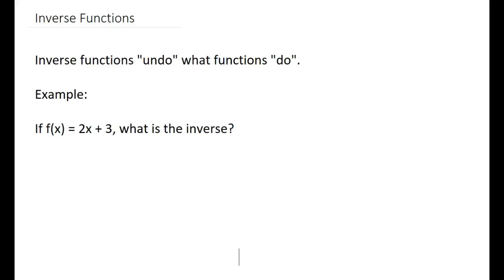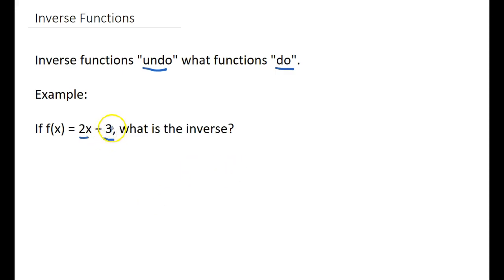In this screencast, we're going to learn about inverse functions. You could think of inverse functions as functions that undo what the original functions do. So, for example, if I've got a function f in terms of x, and it says take every x value, multiply by 2, and then add 3 to the result, the inverse is going to undo that in reverse order.